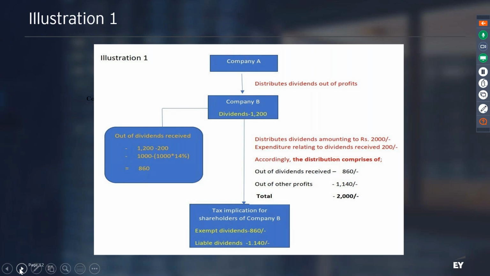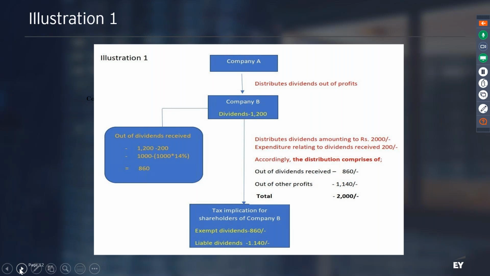Then in the books of B, as I told you earlier, they record an income of rupees 1,200 as dividend income. The second scenario is that company B distributes dividends of rupees 2,000 by using both methods. Earlier, they used only one method. Here, they are going to use both methods, that is, their own profits and also the dividends they receive from company A. This is the most common instance in practical terms, what happens in the corporate world. Companies generally use both methods to distribute dividends.